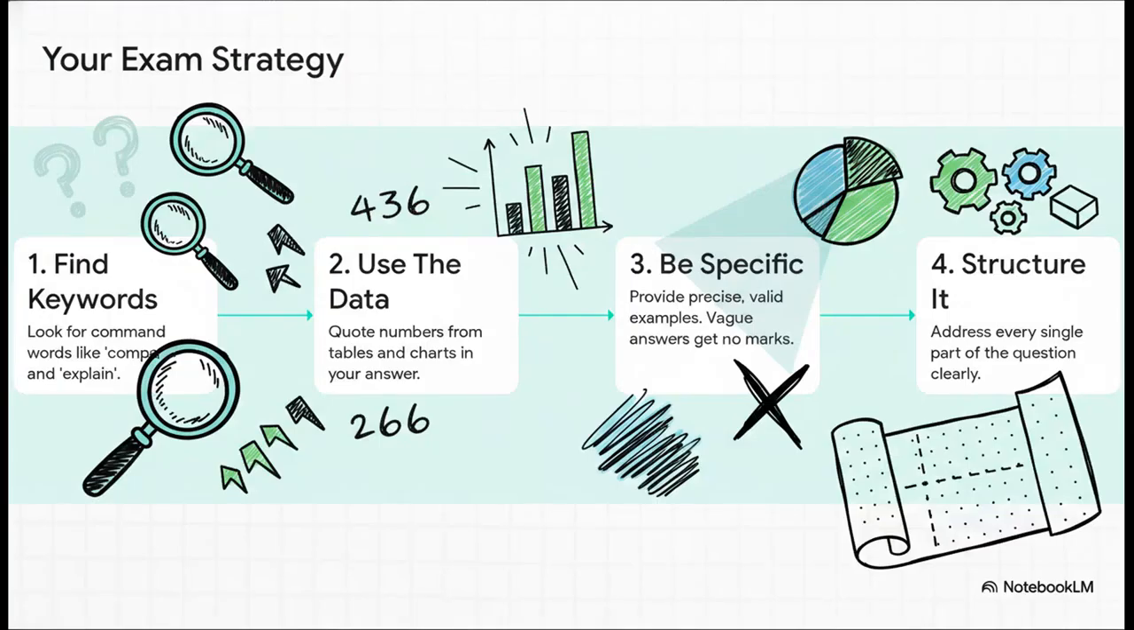What you should be taking away from this is a clear, repeatable strategy, a blueprint. First, hunt for those keywords. Does it say compare, explain, calculate? They all mean different things. Second, if they give you data, you have to use it. Quote the numbers. Third, be specific. Vague, waffly answers get 0 marks. And finally, structure your answers so you tick off every single part of the question. That's the formula for success.